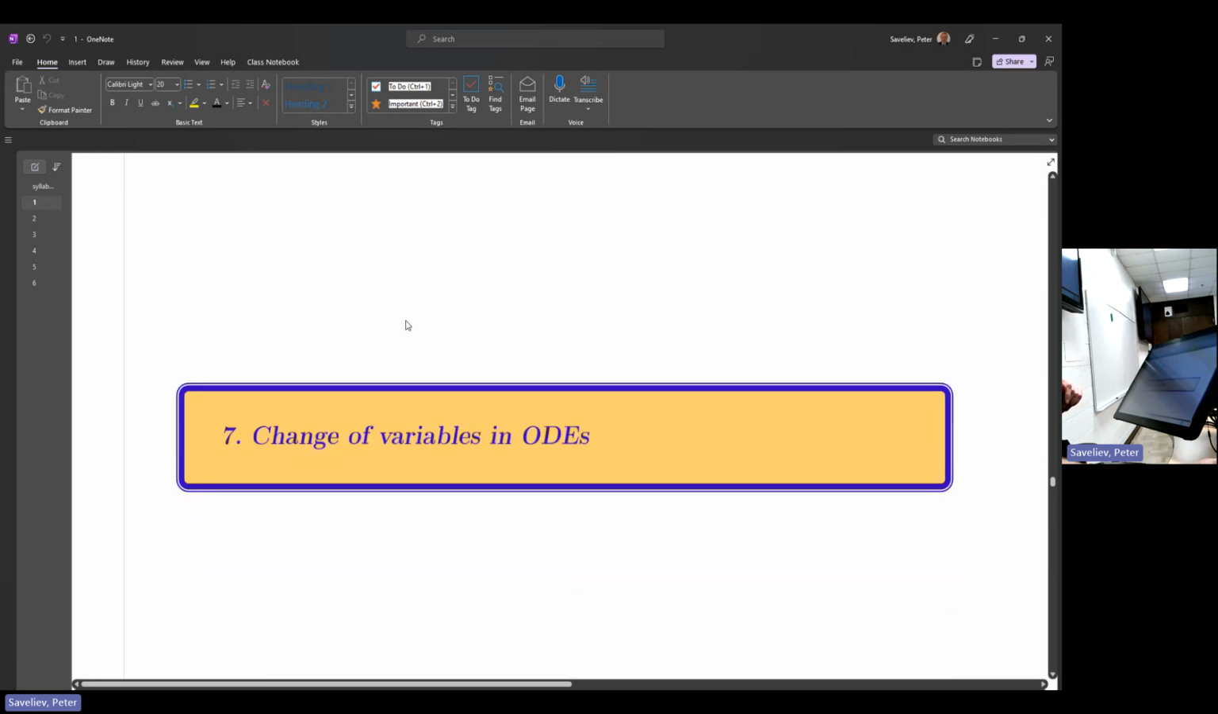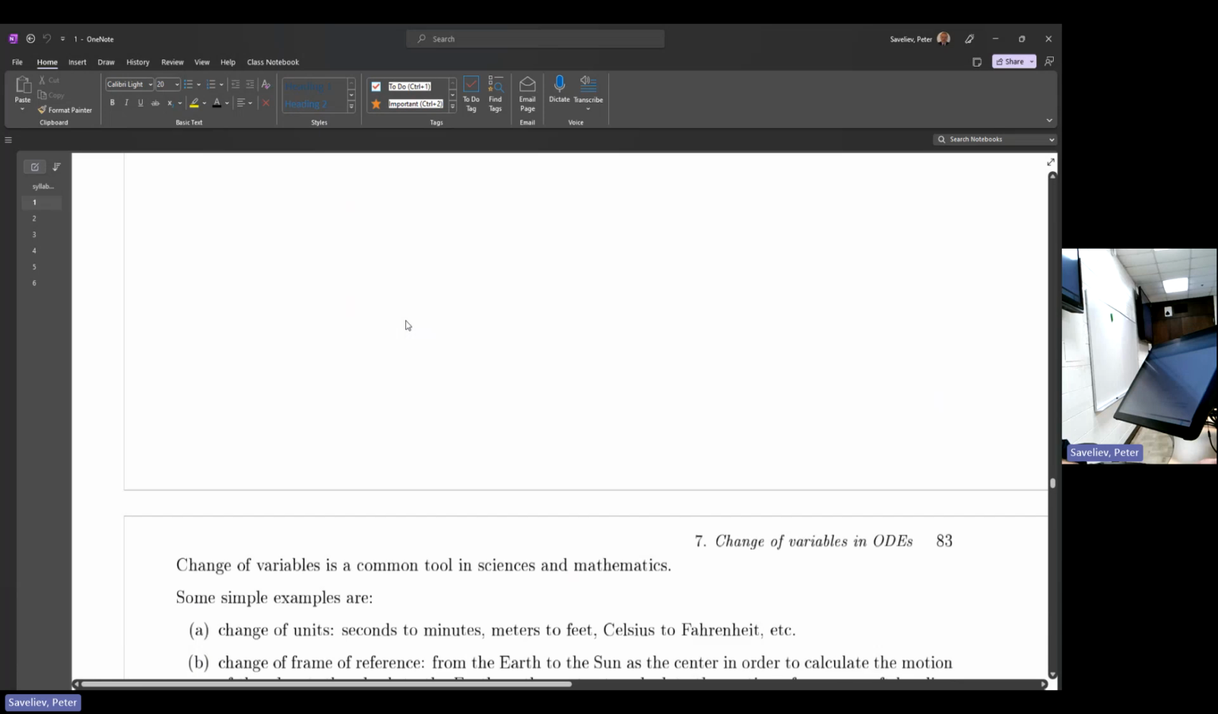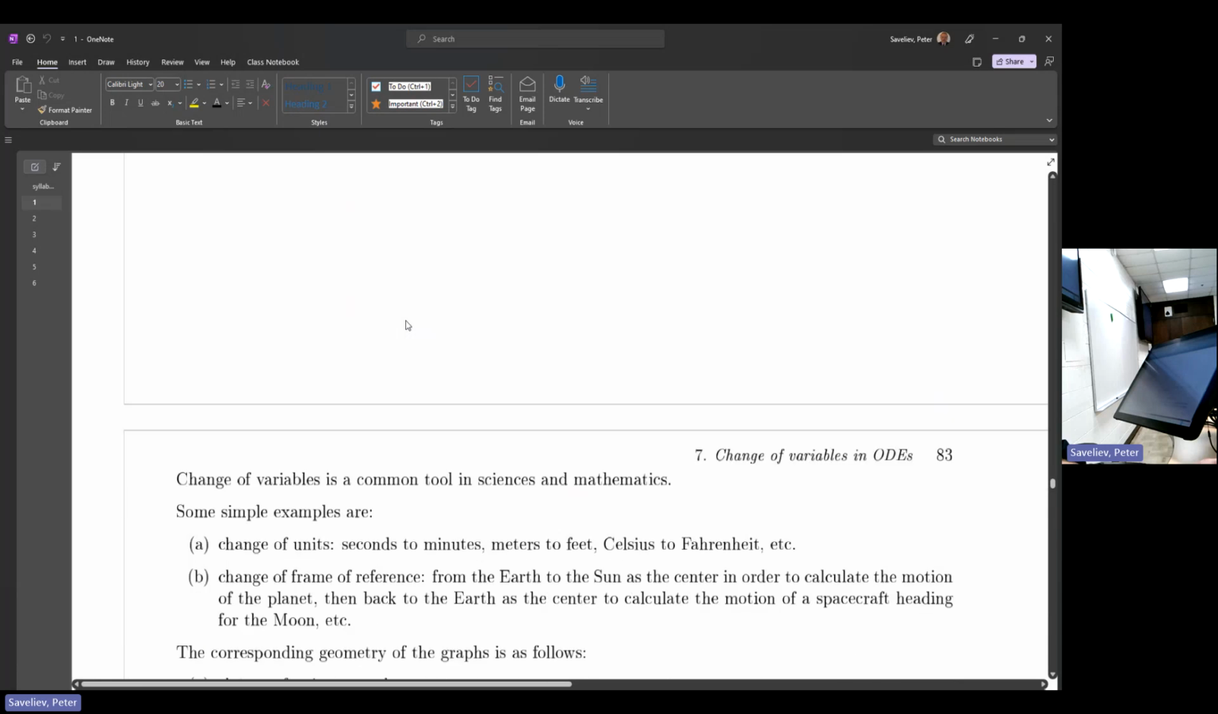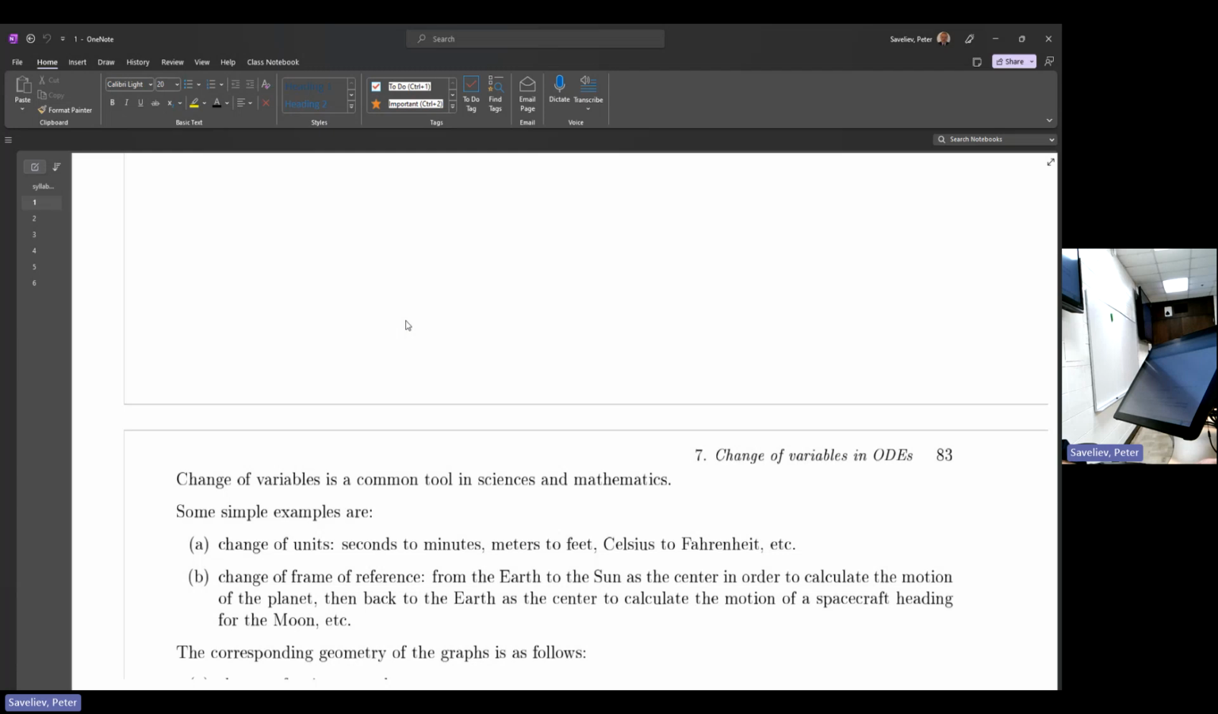So moving on to the next section, change of variables in ordinary differential equations. Okay, so it is very typical to do it in mathematics. And the idea comes from outside of mathematics, because if we change units from seconds to minutes, or meters to feet, or pounds to kilograms, the result should be the same, basically. Okay, and you should be able to transfer from one to the other. So it is a requirement.